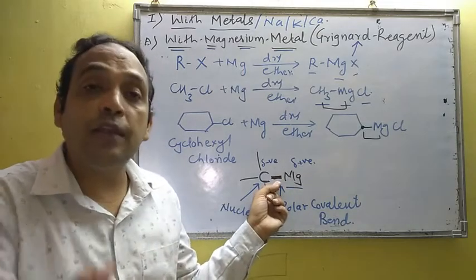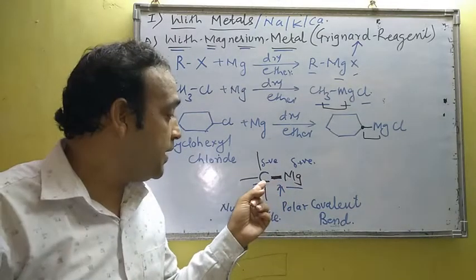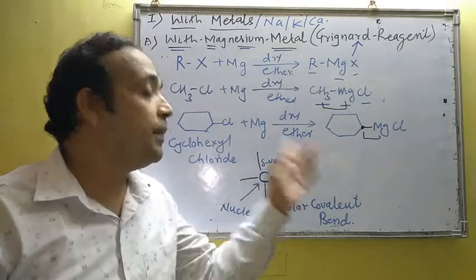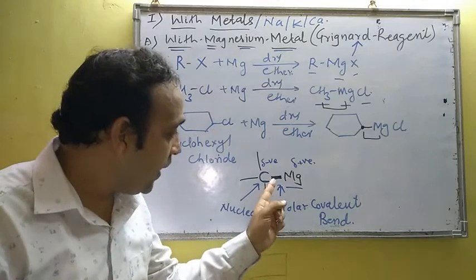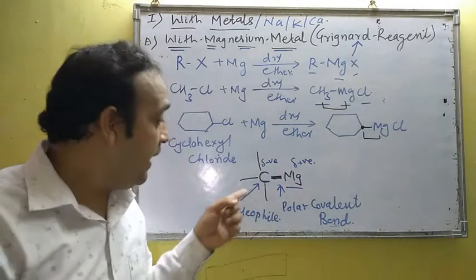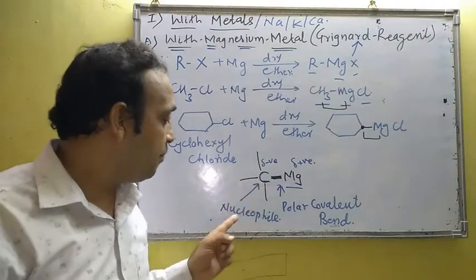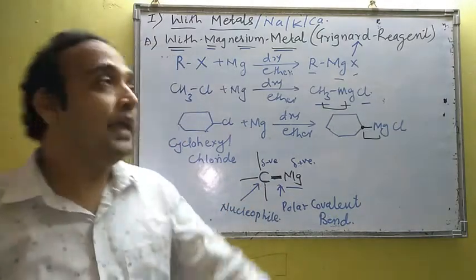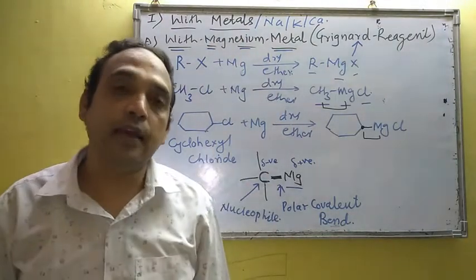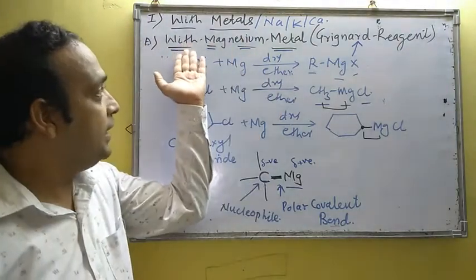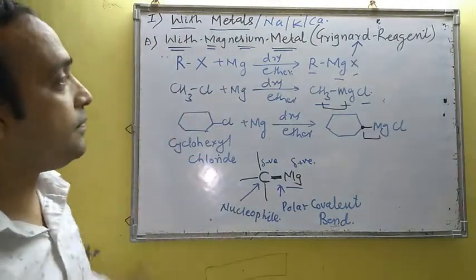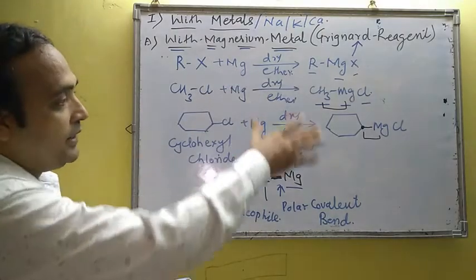This shared pair of electrons pulls toward the carbon, and carbon acquires a negative charge and magnesium acquires a positive charge. That's why this carbon-magnesium bond is a polar covalent bond, and the negative carbon acts as a nucleophile. And this is all about our first method, that is, reaction of alkyl halide with magnesium metal to form Grignard reagent. Now in case of Grignard reagent, note down all these examples.